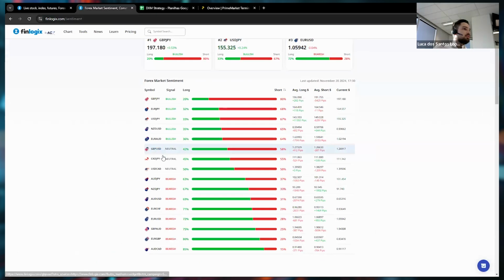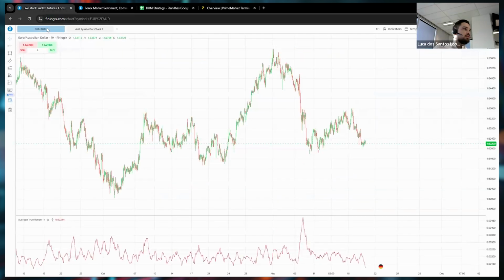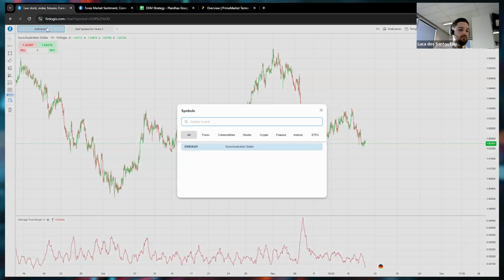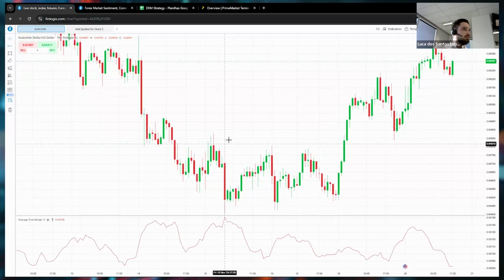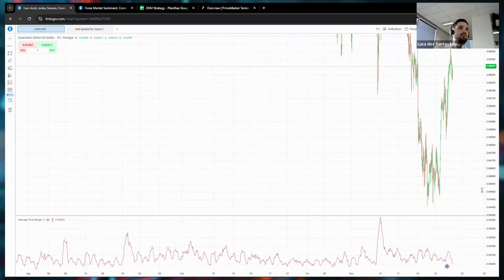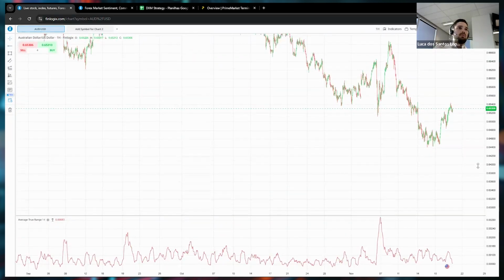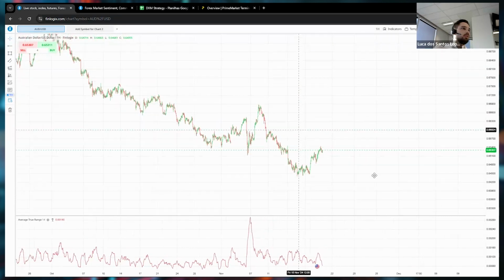Maybe pound dollar is neutral, nothing happening. USD CAD, nothing happening. Aussie JPY, no. Aussie dollar bearish. Okay, that's really interesting. Australian dollar against US dollar short. Let's have a look. AUDUSD. That is looking good for me.